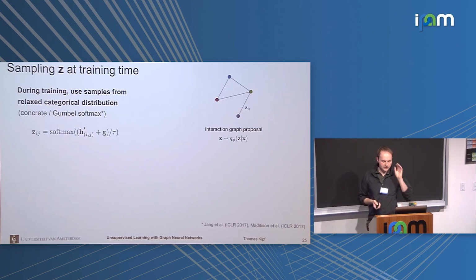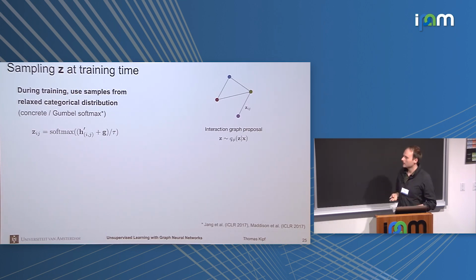Now, at training time, since this is all discrete, we have a discrete distribution, so we could use an EM algorithm to solve this. But on the contrary, we can also just relax this discrete distribution into a soft distribution using what is called a concrete distribution or Gumbel softmax distribution. That's a very simple reparameterization. Essentially, we now say this latent variable Z here is given by a softmax of the edge embedding plus some noise.